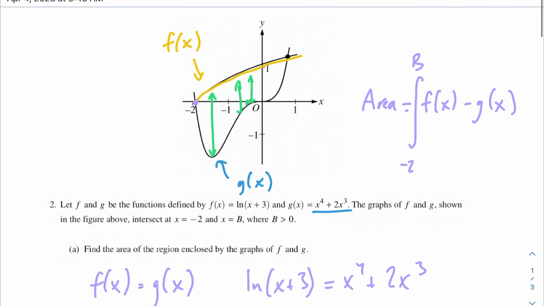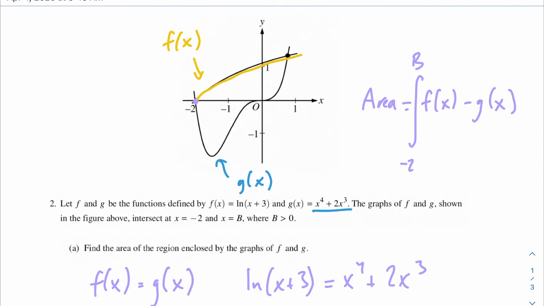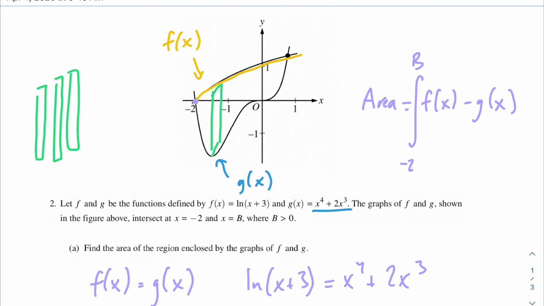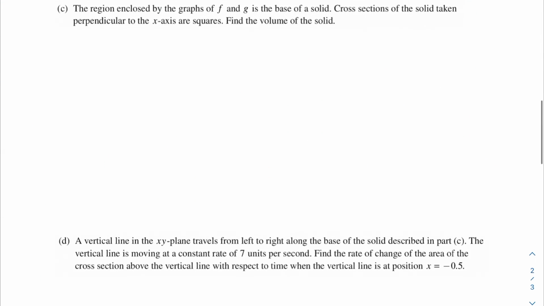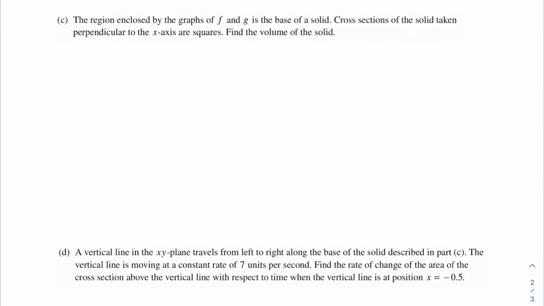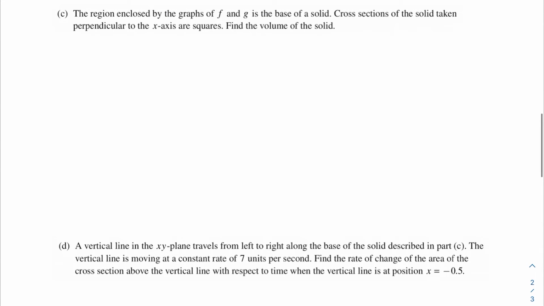Okay, so with this problem, we're saying that we're taking these cross sections out of our graph. So imagine that coming out at you into the z-axis. We just have a bunch of these squares. They don't really look like squares, but we have a bunch of these squares between the two functions, and we need to find the volume of the solid. So basically what we want to do here is first we need to determine what the area of these squares are.